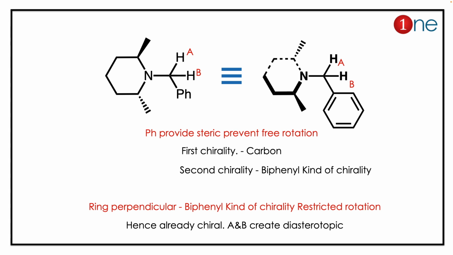Then the topicity of the hydrogen creates a further effect. Hence there are two stereo centers. One is the carbon, which is a chiral carbon. The second is a biphenyl kind of chirality. So the hydrogens are diastereotopic. The concept you have to learn here is to always think of different kinds of chirality. Here the chirality comes from the biphenyl.